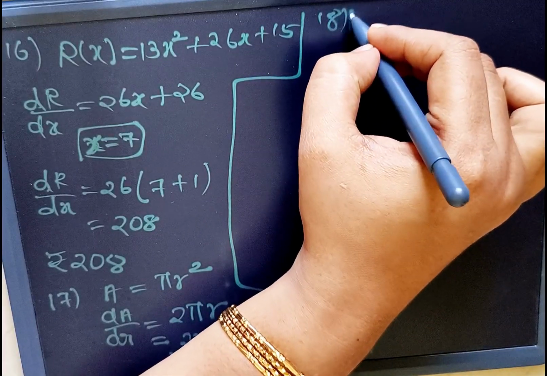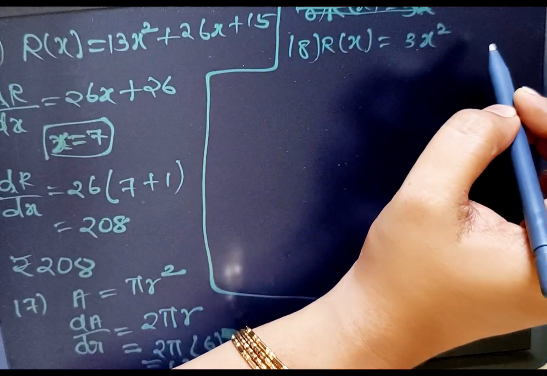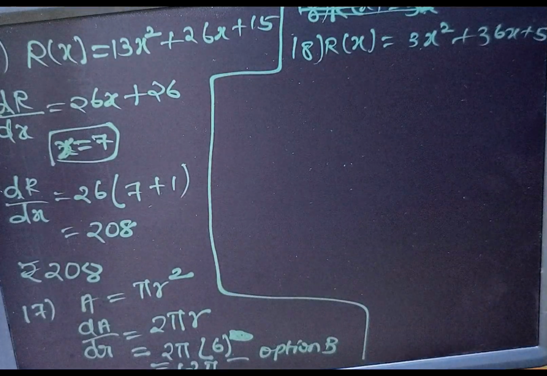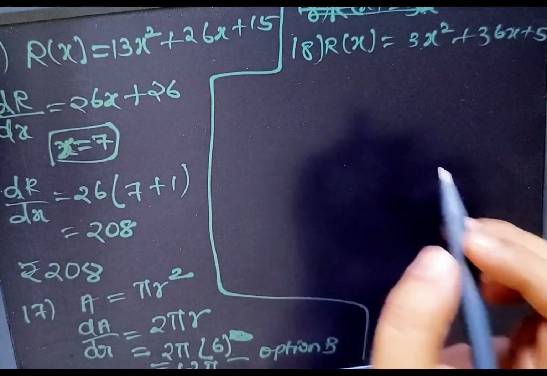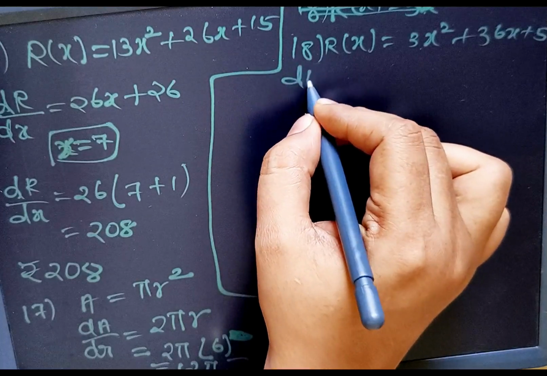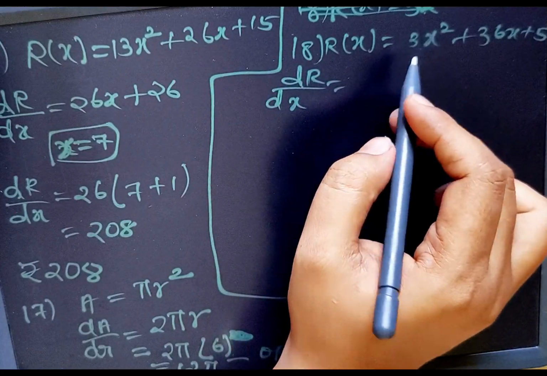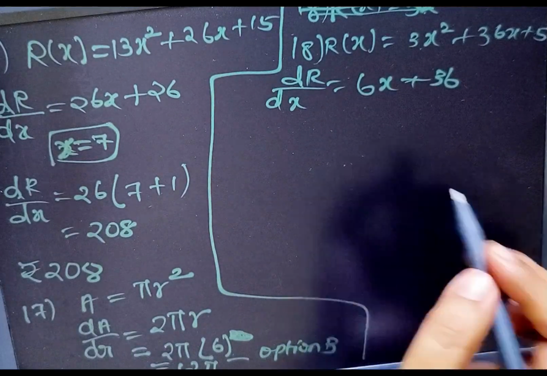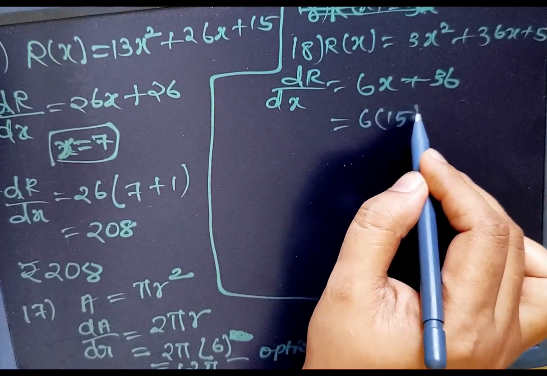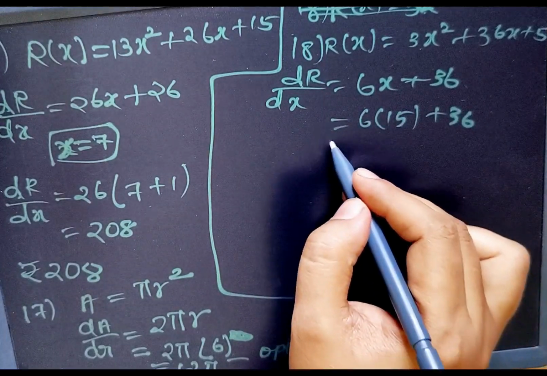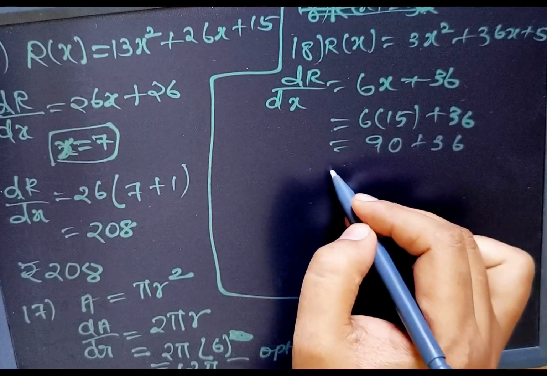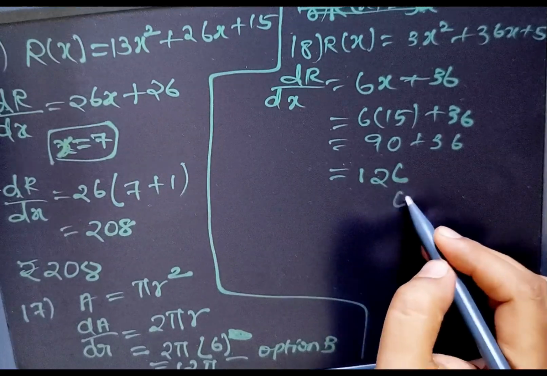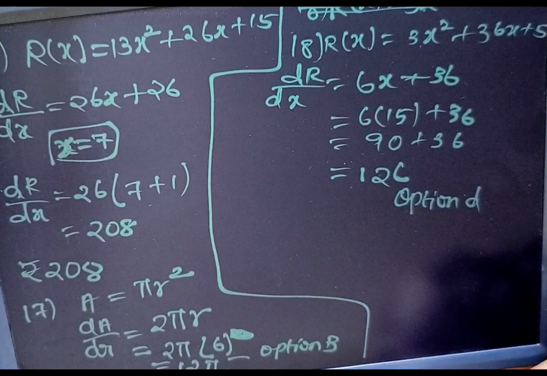18th question. R(x) is given as 3x² plus 36x plus 5. Find the marginal revenue when x is equal to 15. For finding the marginal revenue, we will differentiate with respect to x. So dR/dx is 2 3s are 6x plus 36. And when x is equal to 15, we get 6 into 15 plus 36, that is 90 plus 36. We get it as 126 rupees. So the correct option is option D, 126.